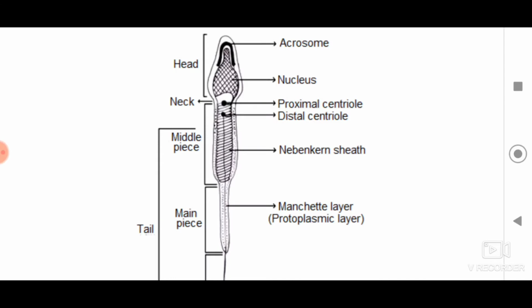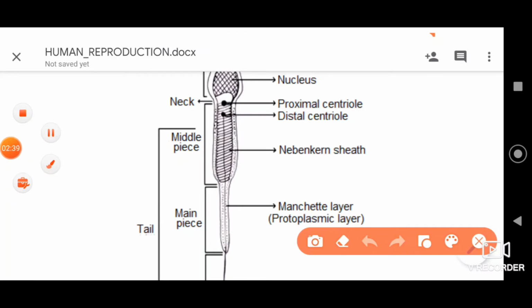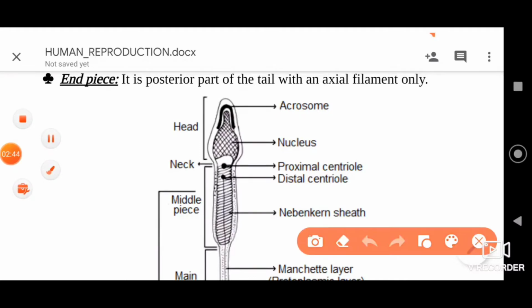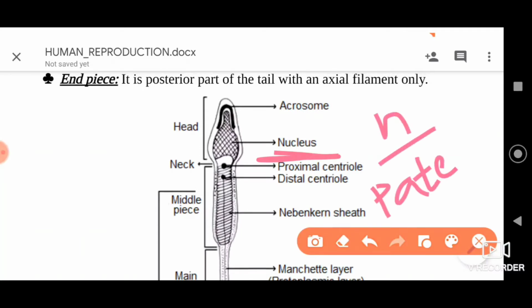Dear friends, let me now tell you a few important aspects about these four distinct parts. First let us discuss the nucleus. The nucleus here is very prominent, and the chromosomes are very compactly arranged. Only a haploid set of paternal chromosomes can be seen here, the chromosomes only from the father. That is the important point you need to remember when you talk about the nucleus.